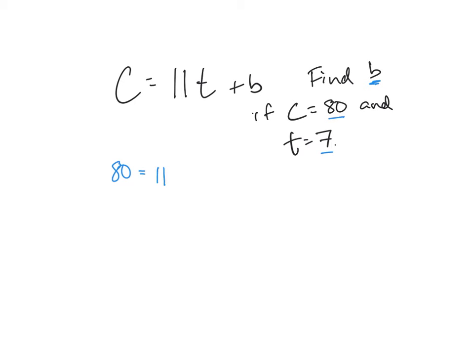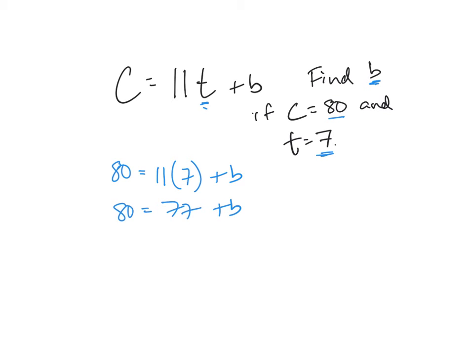Is equal to 11. The t goes in for t, so that'll be times 7 plus b, and that's what I'm trying to find. So I have 80. I do my multiplication first, which is 77 plus b. Now I have to solve this equation, which we've been working on. I need to get b by itself.